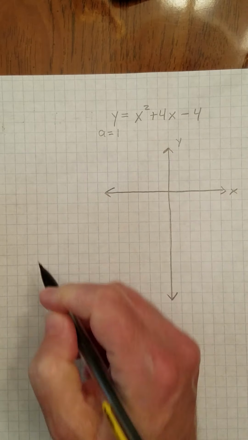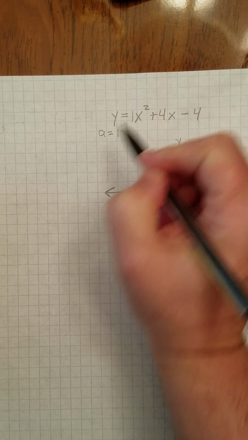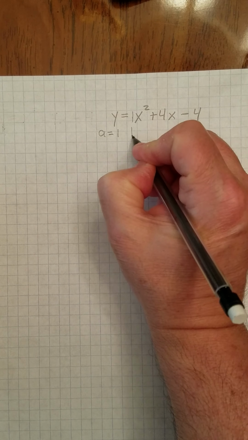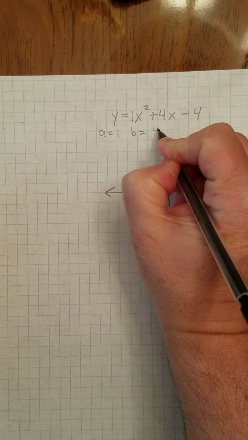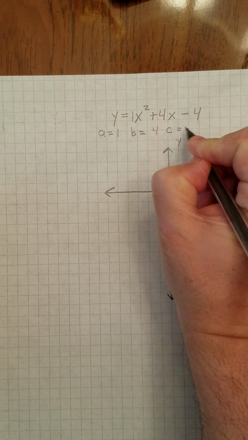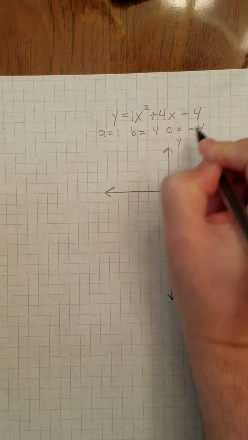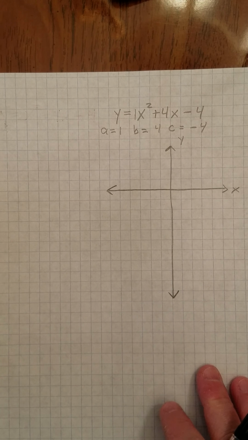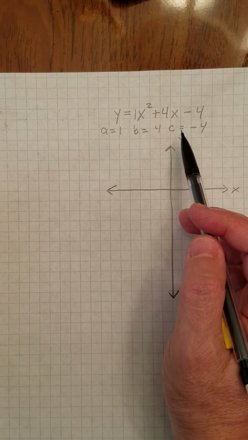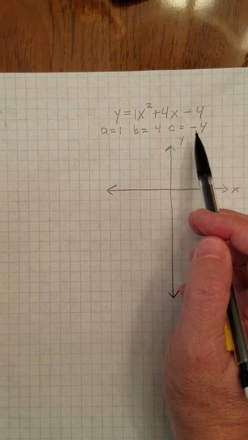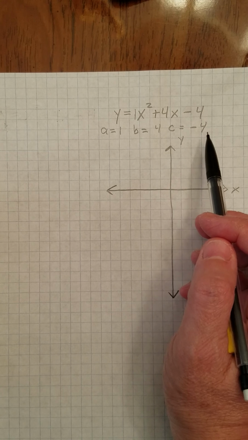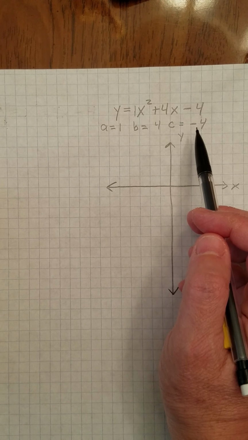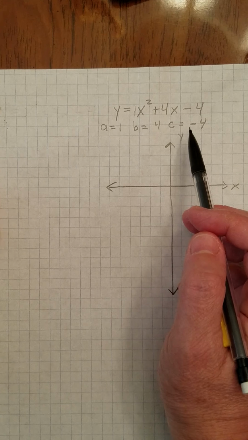A is 1. Don't forget there's an invisible 1 here. B is 4. And C is equal to -4. So right away, we know a point on this parabola. We know from the last lesson that the y-intercept of a parabola is C. And since C is -4, I know that the y-intercept is located at -4.